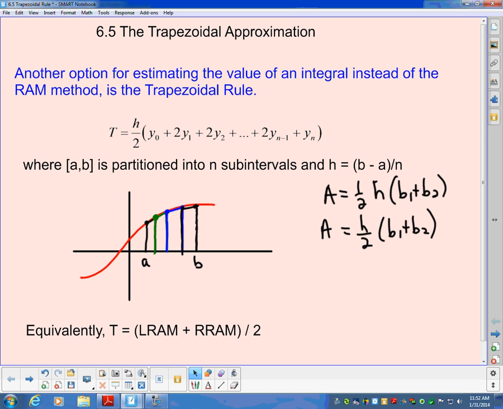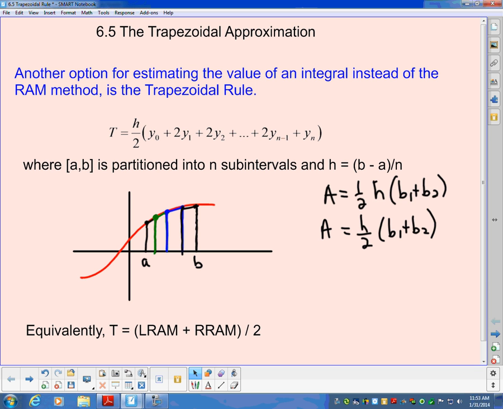Trapezoidal rule says the integral is equal to T, which is equal to h over 2. And the height of the trapezoids, if they are all the same, can be found by calculating the length of the interval, b minus a, divided by the number of subintervals. Then y sub 0, because base 1 of this trapezoid is only used once, plus 2 times y sub 1. The reason this is being doubled is because base 2 of the first trapezoid is also base 1 of the second one. And that happens all the way through until you get to the other end.